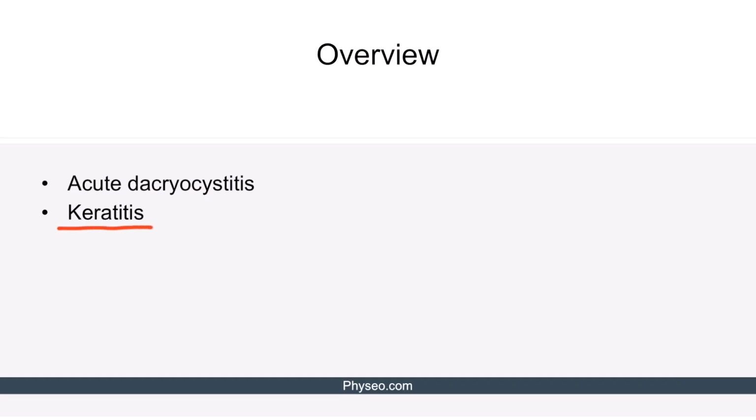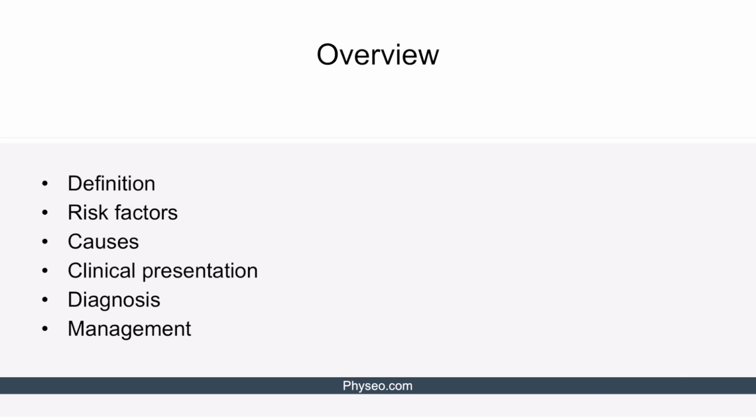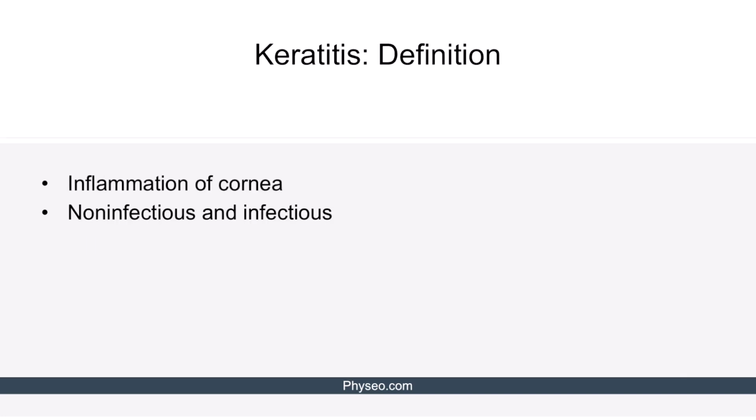Let's move on to keratitis. Here's the overview slide of the topics we're going to discuss for keratitis. Keratitis is an inflammation of the cornea. It can be both non-infectious and infectious. In this lecture, however, we will only talk about infectious keratitis.